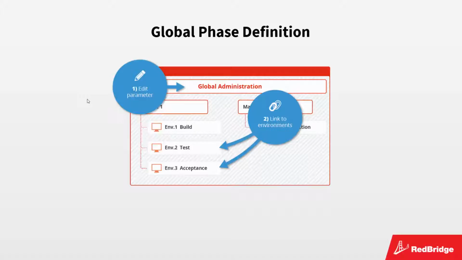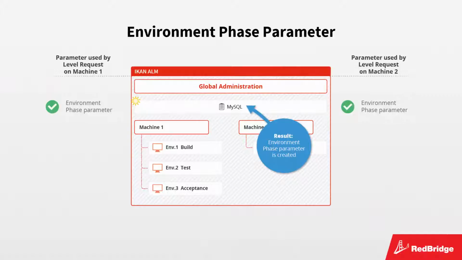In our example, we use MySQL instead of Oracle. So first we modify the initial value and next we add the phase to the required environments. The value of the environment phase parameter is now set to MySQL. That will be the value used when creating a level request.